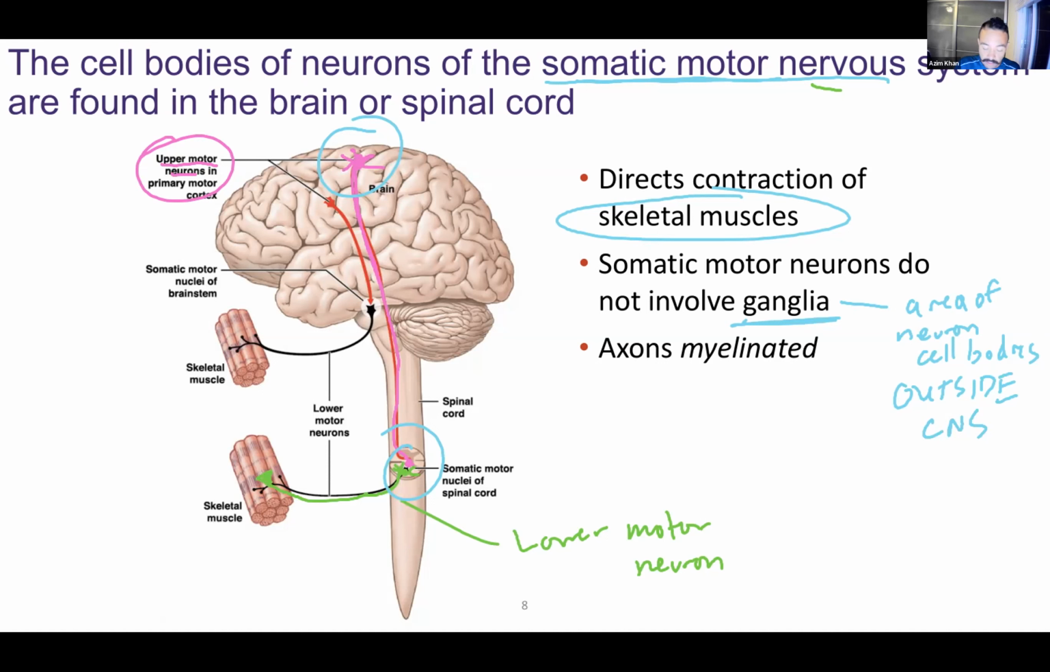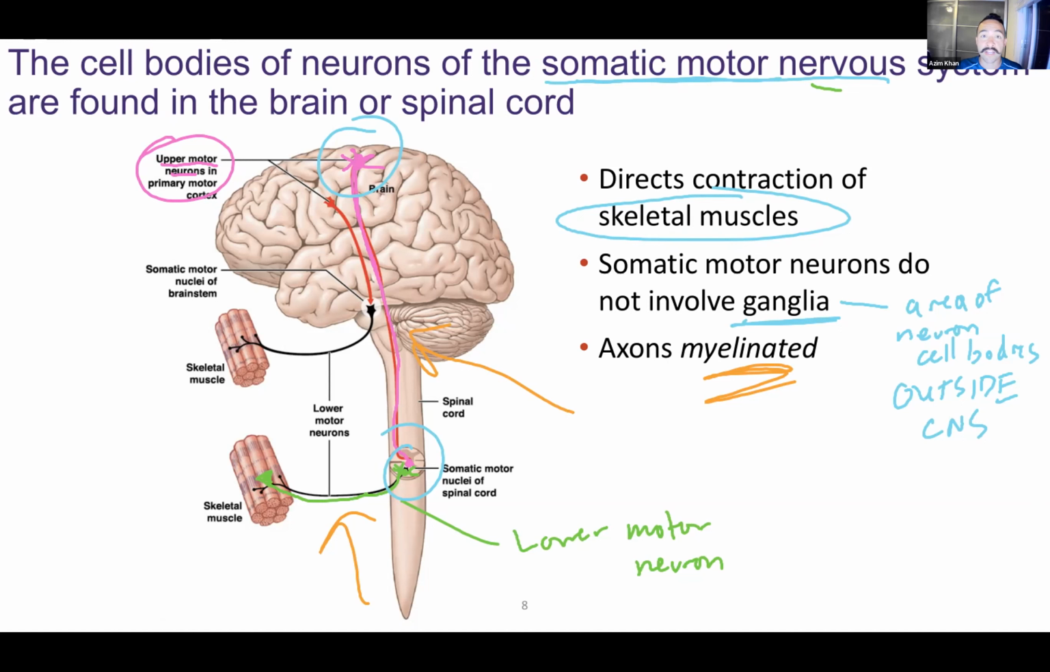Also important to note that these axons are myelinated. Not all neurons have myelinated axons. Many of the sensory neurons are actually unmyelinated. It just happens to lead to slower, like milliseconds slower impulses. But to control your skeletal muscles, you have myelinated axons.